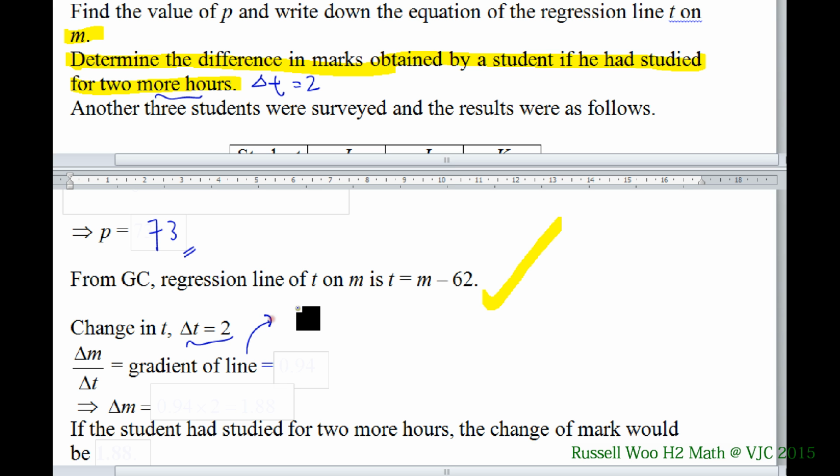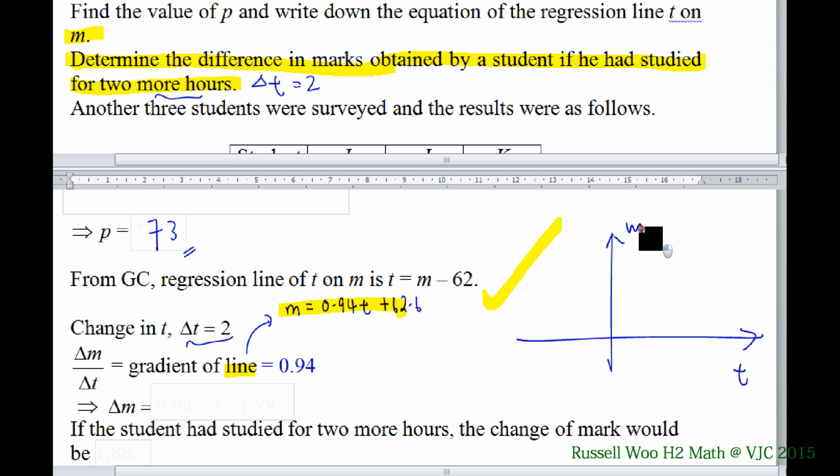This line must be very specific. This line is actually your m equals 0.94t plus 62.6. This is the line we're talking about. Okay? Gradient is 0.94. Therefore, look, if this were your graph, this is t, this is m, your gradient is like that. Gradient means for 1, this is 0.94. Correct? If this is 2, then you know it's 0.94 times 2. Follow what I'm saying? Okay? This one must be 0.94.